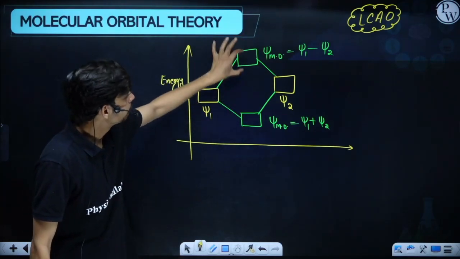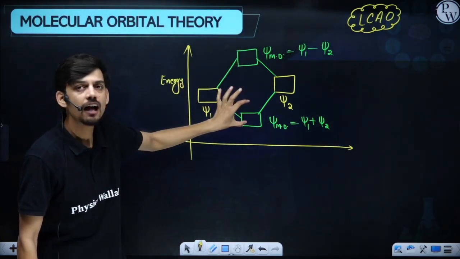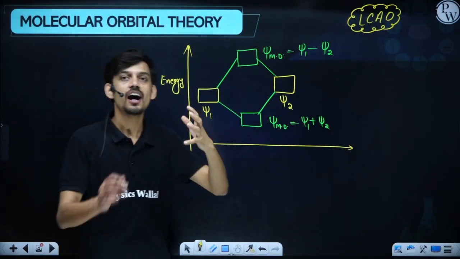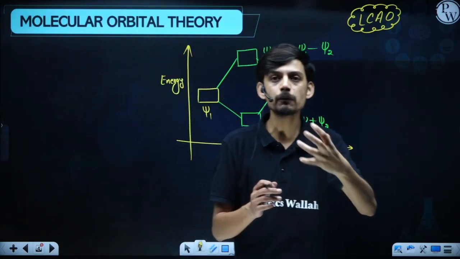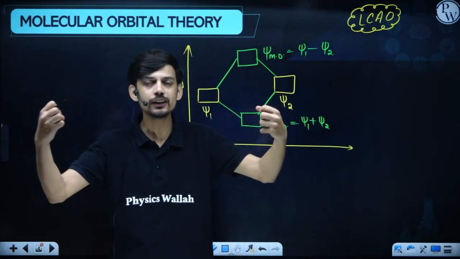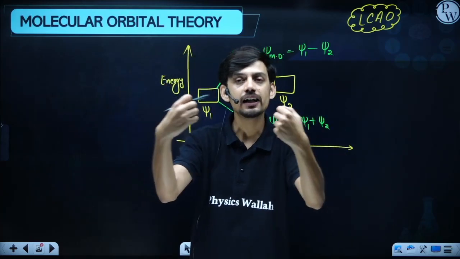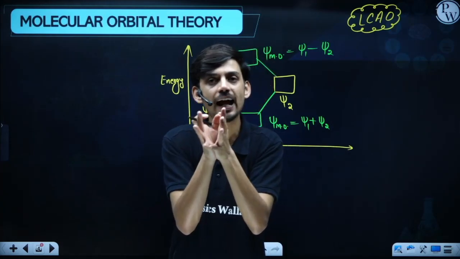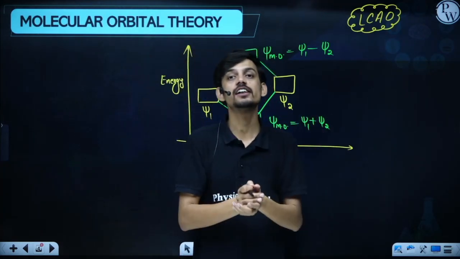And now between these two orbitals, this one has more stability. That is, this will want to form the bond. Attraction will try to form the bond. Repulsion will try to break the bond. Isn't it so? When two atoms are coming together, the attraction will help in formation of the bond, and repulsion will try to have them move away, that is, break the bond.